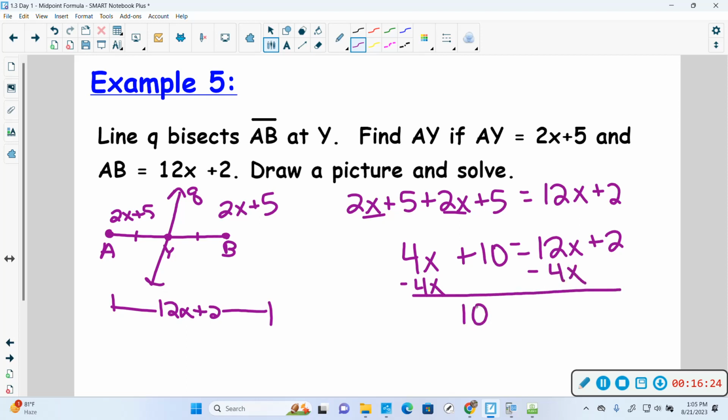I think this is going to turn out pretty nice for us. 8x plus 2. We'll let you finish and solve it. X equals 1. Okay, let's make sure we've answered everything before I circle anything. Well, yeah, find AY. I need A all the way to Y here. So if we put a 1 in here, a little mental math, what's 2 times 1 plus 5? 7. So AY is 7.